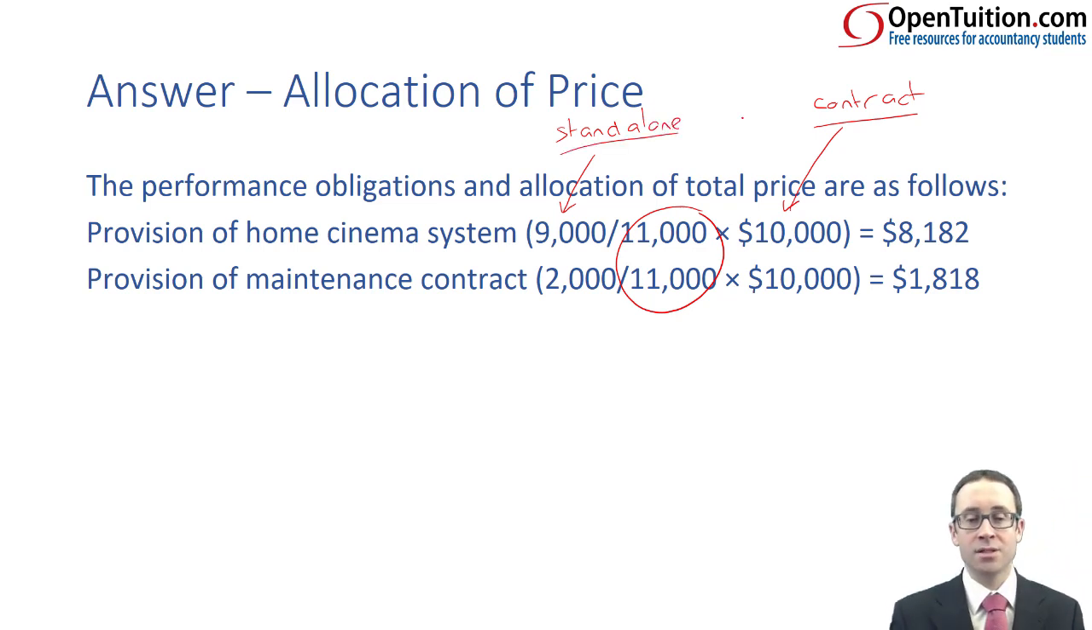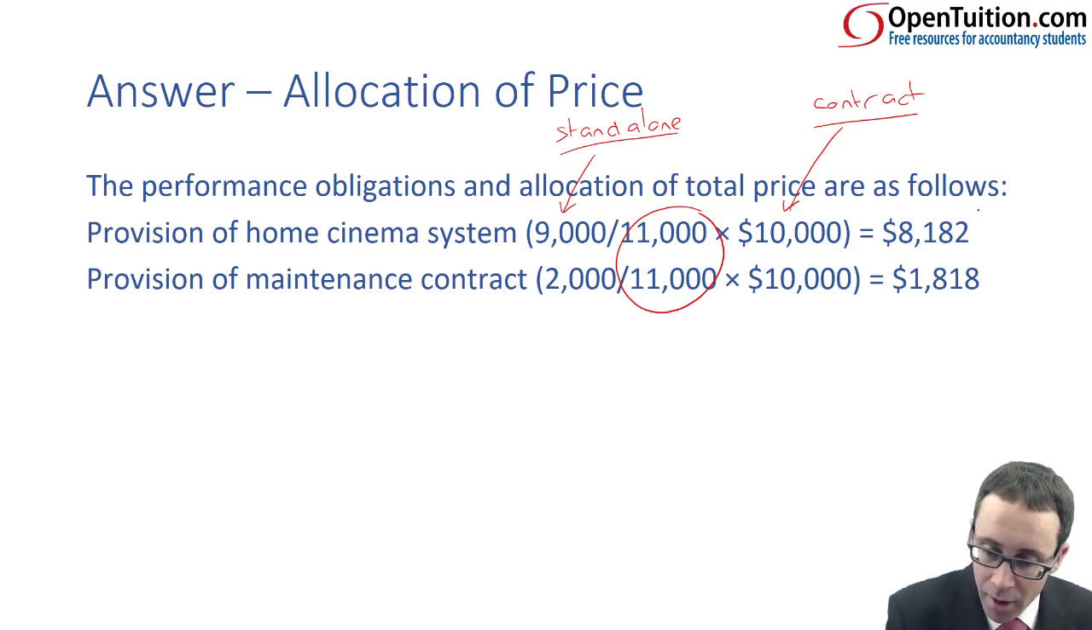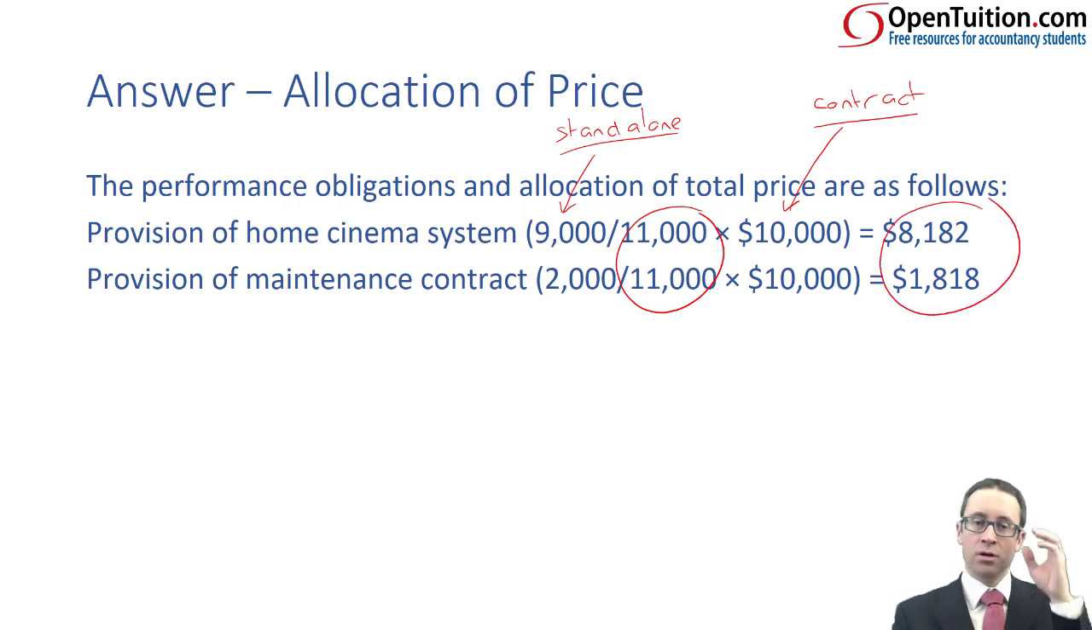of the entertainment system and the standalone price of 2,000 of the repairs and maintenance, then 9/11ths of 10,000 is 8,182, and 2/11ths of the 10,000 is 1,818. Okay, you can always double check just to make sure. If you were to add them up, the 8,182 and the 1,818 should come back to the total price within the contract.